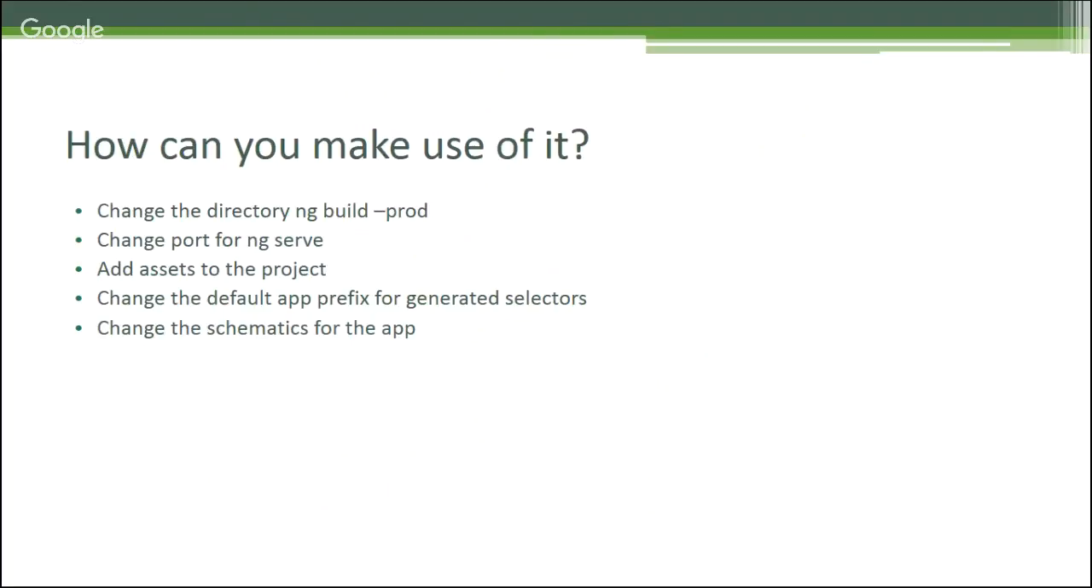How can you make use of all the stuff we just spoke about? How can you make use of the Angular.json file? You can change the directory in ng build production. You can change the default directory that is created. You can change the port for it. You can add assets to the project. You can change the default app prefix for generated selectors. You can change the schematic for the app. So, going into more details.